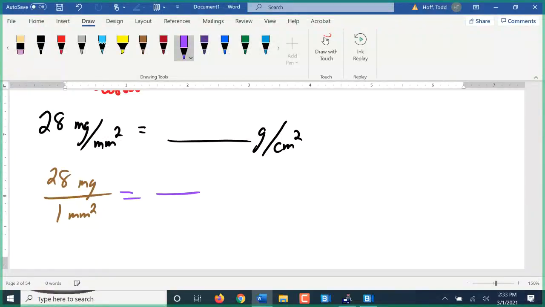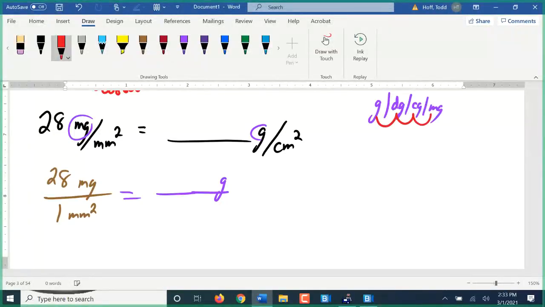So we're going to change our milligrams to grams. Now this one's going the other direction. From milligrams to grams is 3 spots to the left. So we're going to move our decimal point 3 spots to the left. So it starts here, we go 1, 2, and we have to add a 0 to go 3. 0.028. We have to change millimeters squared to centimeters squared.